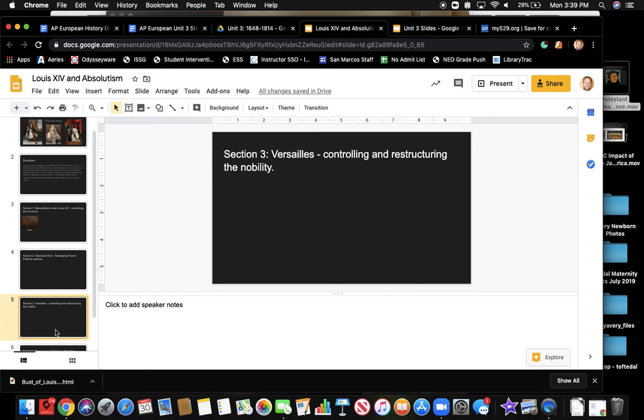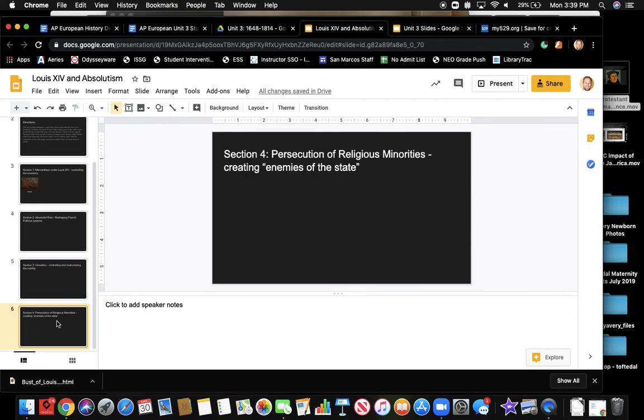You're going to be reading about how he is going to control and kind of restructure the way the nobility is set up. And then lastly, you're going to be looking at the persecution of religious minorities. How does Louis create enemies of the state? How does Louis take cultural control over his territory? How does he take cultural control over France?